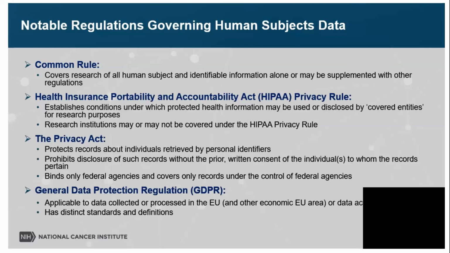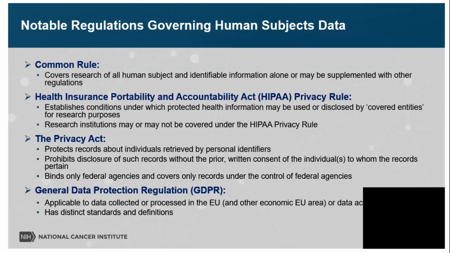Next is the HIPAA Privacy Rule. The HIPAA Privacy Rule establishes conditions under which protected health information may be used or disclosed by a covered entity for research purposes. These covered entities in HIPAA are health plans, healthcare clearinghouses, or healthcare providers who transmit health information in electronic form. Research institutions may or may not be covered under the HIPAA Privacy Rule. For example, NIH is not a HIPAA covered entity.